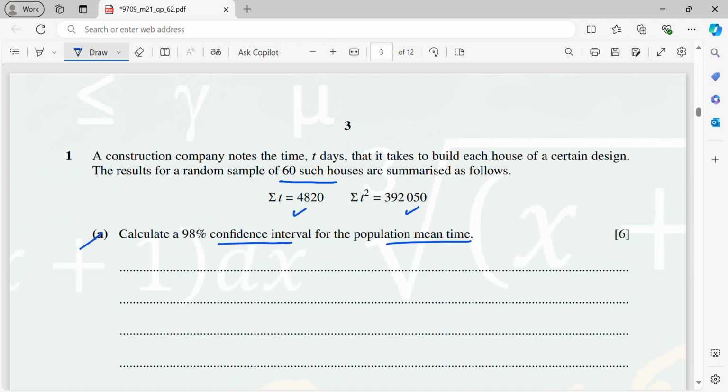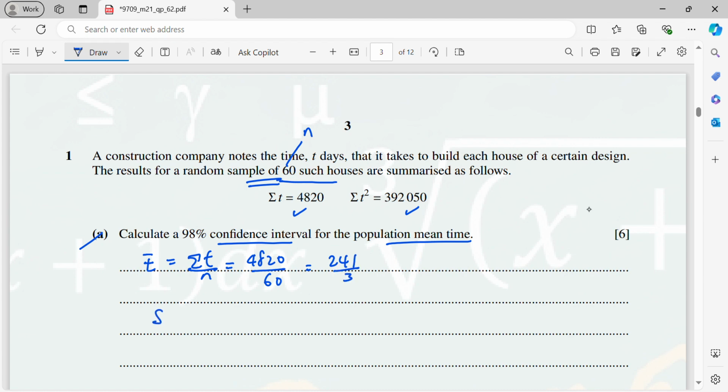Before we get this confidence interval, we need to get the mean and also the standard deviation. So the mean of T is basically summation T over N. That is 4820 over 60, because 60 houses, so the N is 60. Then you will be getting 241 over 3.